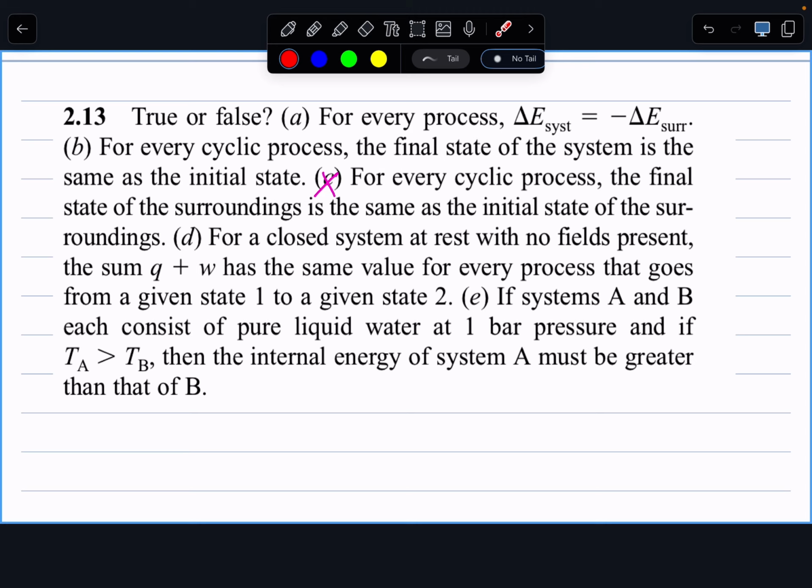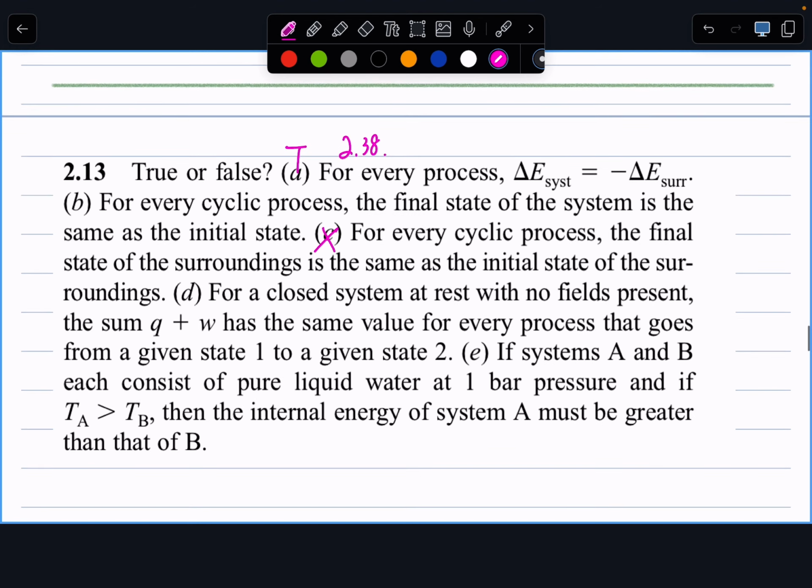Okay, so raise your hand if you think it is true. All right, raise your hand if you think it is false. Okay, so for people who think it is false, it's good to be cautious, because whenever you see something like "for every process," you need to be cautious. But this one is a true statement. So this one is equation 2.38. Remember we say that delta E system plus delta E surrounding always equals 0. So that's the conservation of energy. We can't just destroy energy or create energy from nowhere.